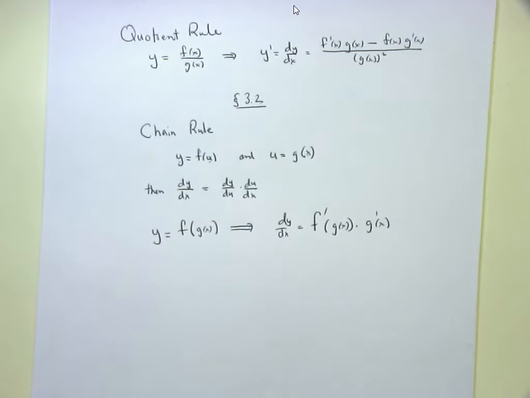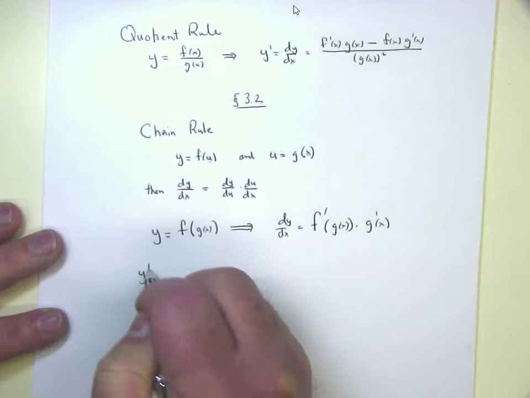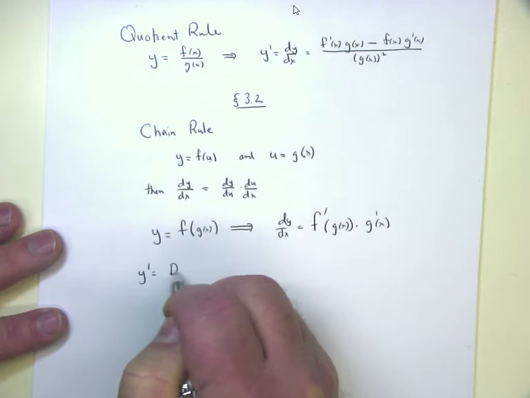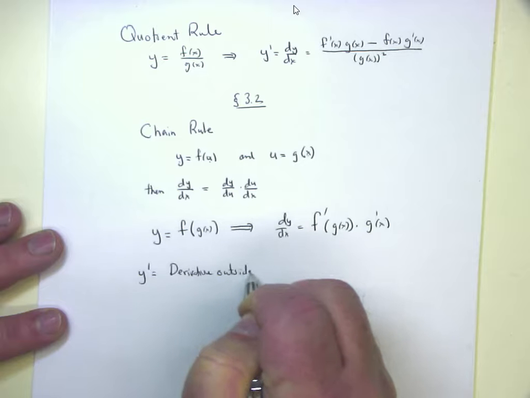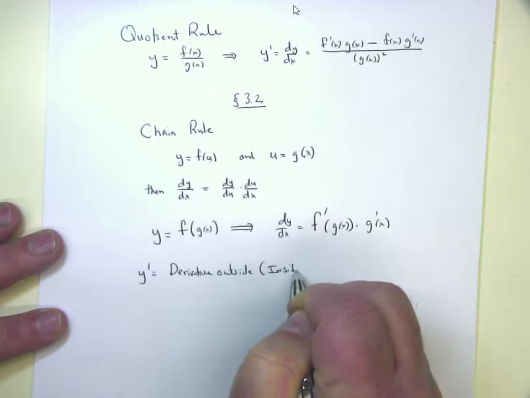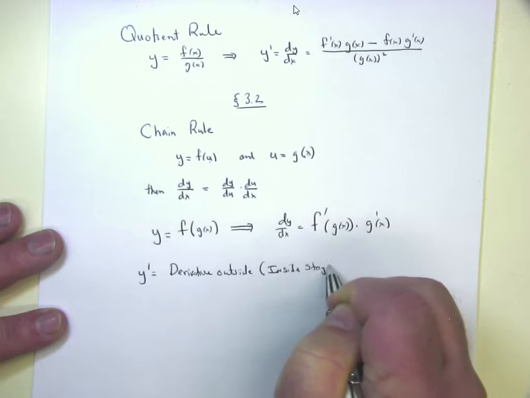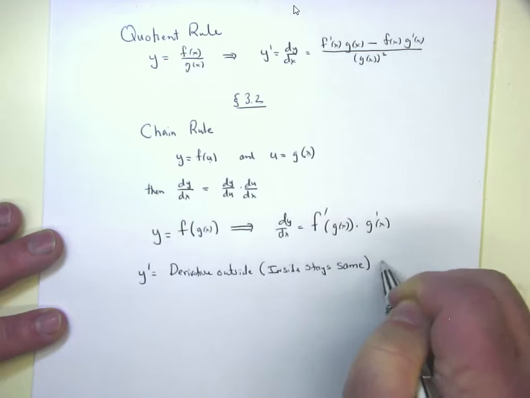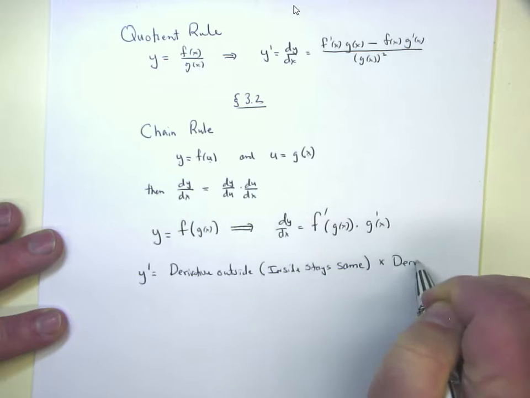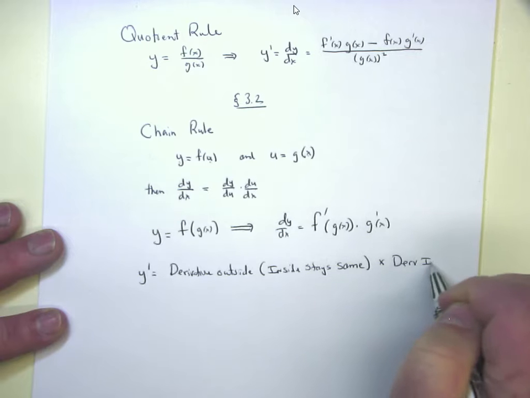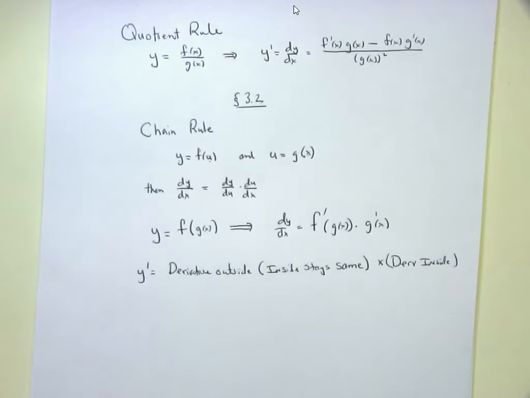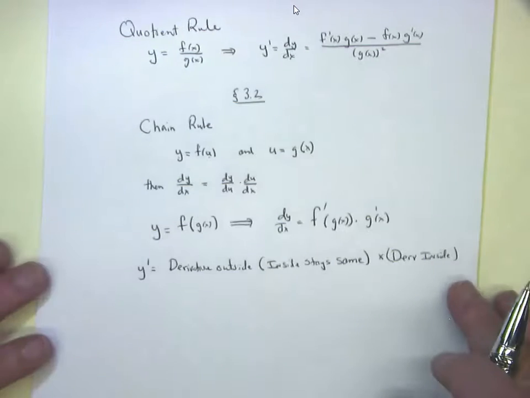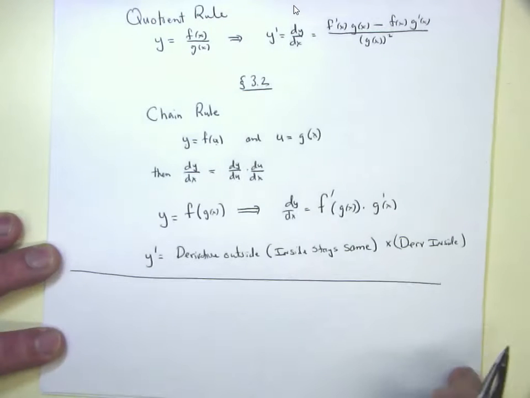So in terms of the chain rule, the derivative, this y prime, would be equal to, the words are, you take the derivative of the outside, inside stays the same. Then you multiply it times the derivative of the inside. That's the chain rule. It's the derivative of the outside, inside stays the same, times the derivative of the inside. This is the way you look at the chain rule. So let me give you an example of that.